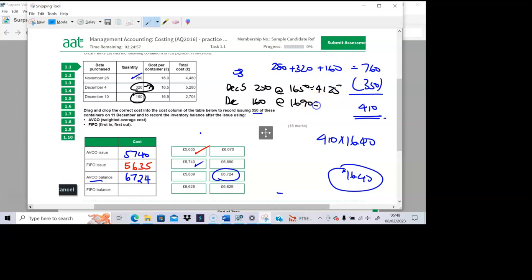This is 4125, and this is 160 times £16.90, which is 2704. Add those together, 4125 and 2704, and you get 6829. Great stuff. And that's question 1.